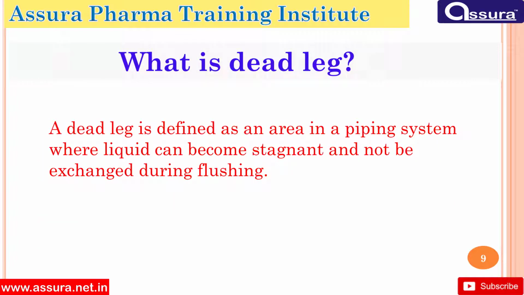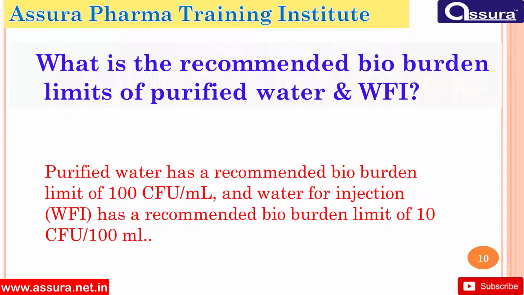Next, what is a dead leg? A dead leg is defined as an area in a piping system where liquid can become stagnant and not be flushed out during flushing. Next, what is the recommended bioburden limit for purified water and WFI? Purified water has a recommended bioburden limit of 100 CFU per ml, and water for injection has a recommended bioburden limit of 10 CFU per 100 ml.